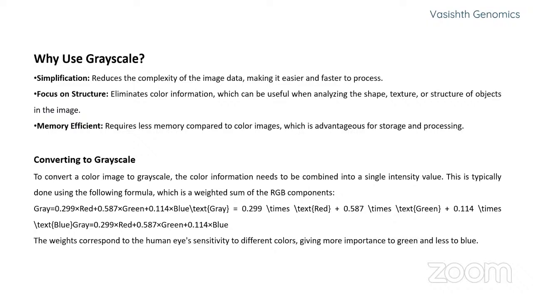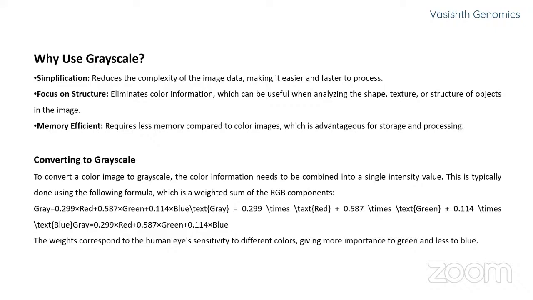Why use grayscale? For simplification, it reduces the complexity of the image data, making it easier and faster to process. It focuses on the structure, it eliminates the color information, which can distract from analyzing the shape, texture, or structure of the object in the image. And it is memory efficient. Actually, grayscale requires less memory when compared to colors. So that is again an advantage.